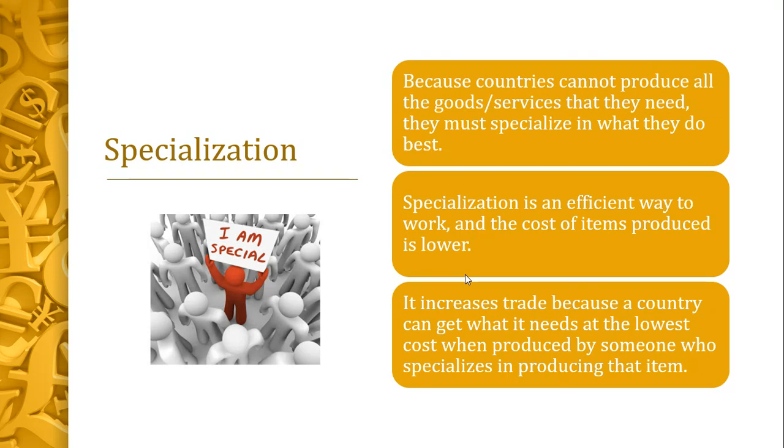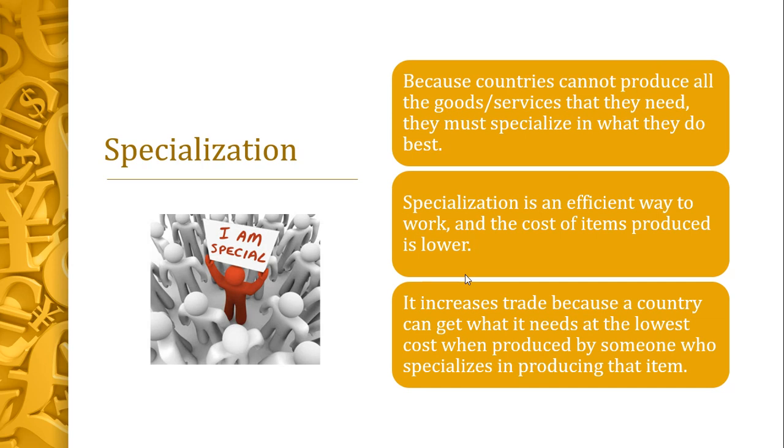Specialization. So we said everybody can't make everything that they need. So countries specialize specifically in what they're able to make and produce best, and to have a superior advantage, if you will. It is a way that limits the money that we have to spend on things. And it costs less when you buy specialized items.